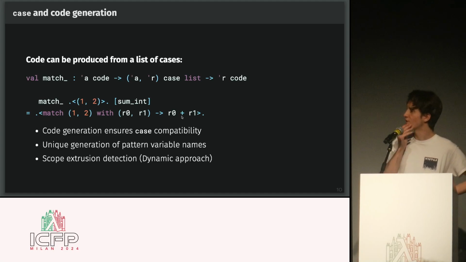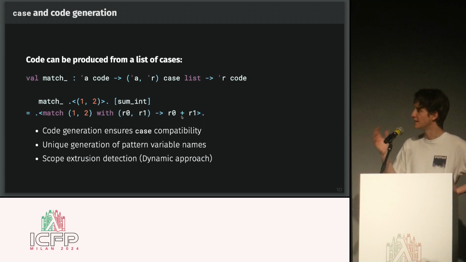Now, there's a few things to note in this. One is that the match combinator actually ensures the compatibility of the cases. So we require all the cases in the list to share both the input type and the return type. There's a few other things we need to take care of in this process, namely that we need to uniquely generate the names of the variables bound within the pattern.